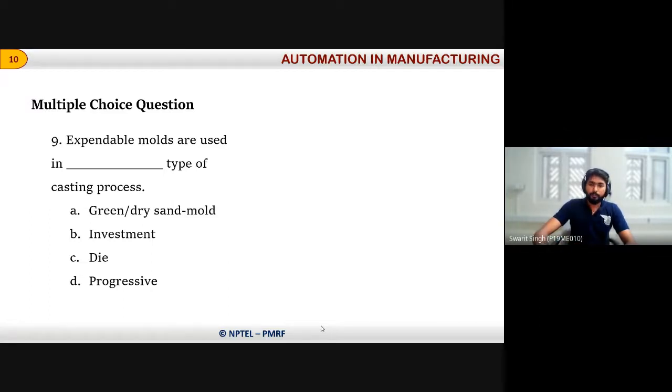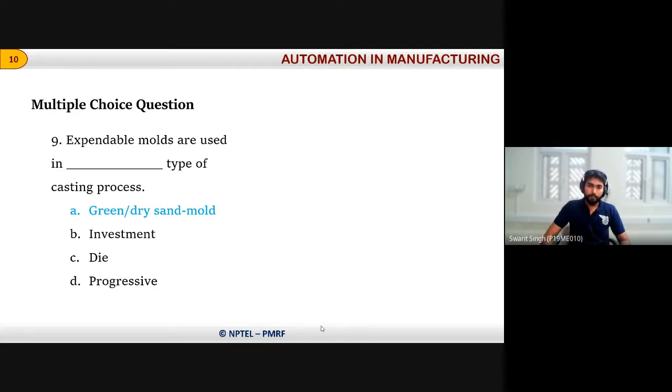Yes, so expandable molds are used in green or dry sand molds. This is a very basic casting operation that you must have done in your first year of graduation. When you went to the foundry shop in the basic workshop course, there with the help of sand, we just make some molds.